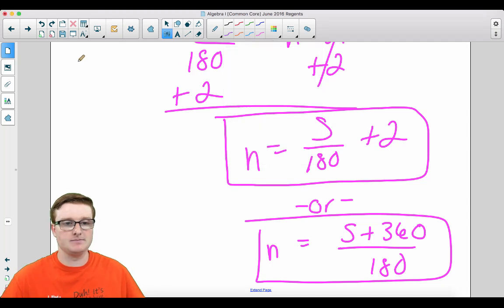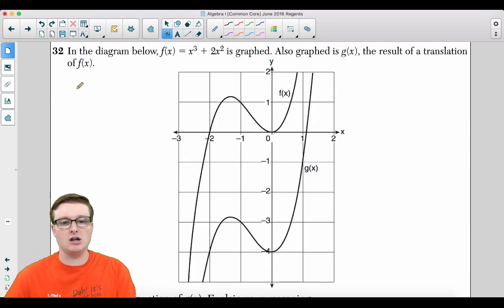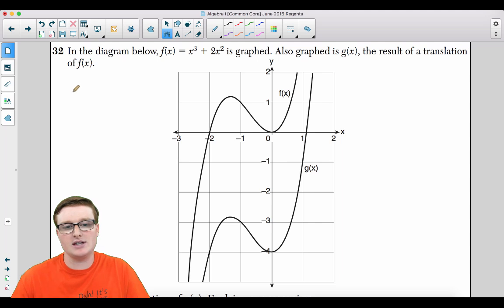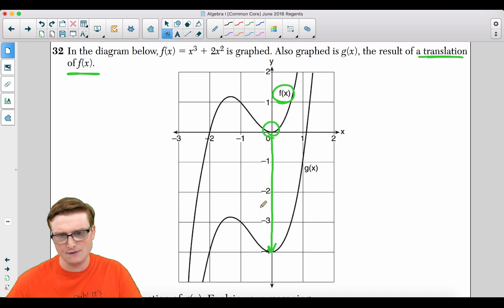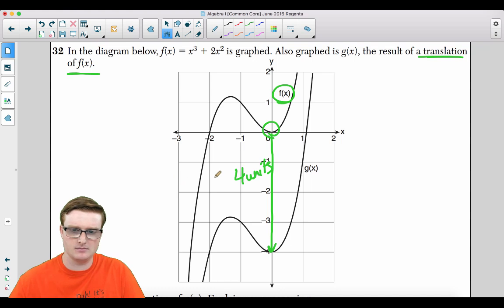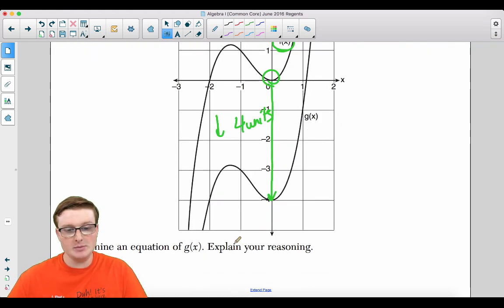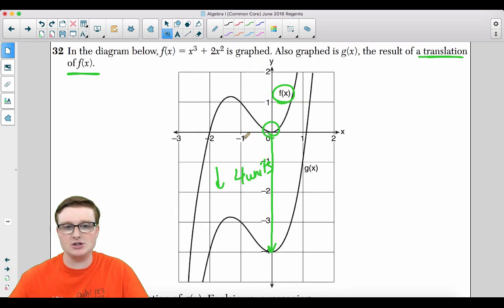All right, question 32. In the diagram below, f of x equals x to the third plus 2x squared is graphed. Also graphed is g of x, the result of a translation of f of x. It looks to me like this is f of x, and it's being shifted down by, what is that, 4 units? Just keep that in the back of your brain for a moment. Determine an equation of g of x. Explain your reasoning. Bingo. So determine the equation of this new graph.